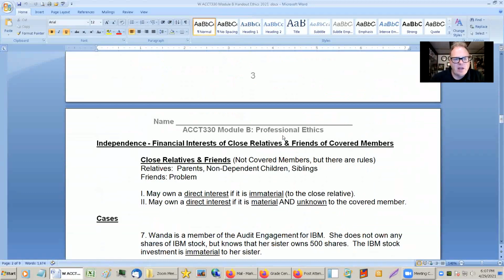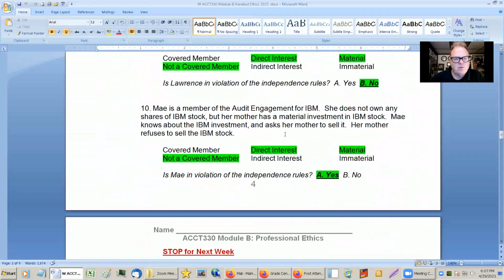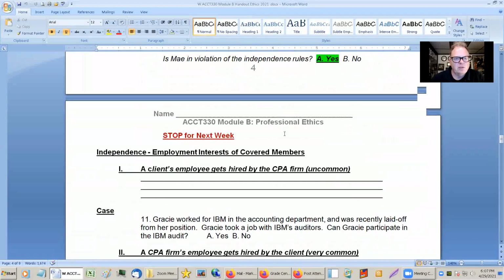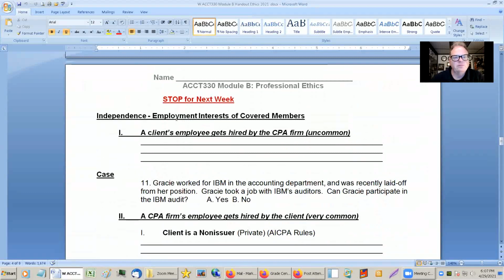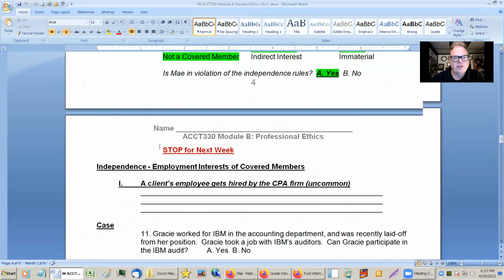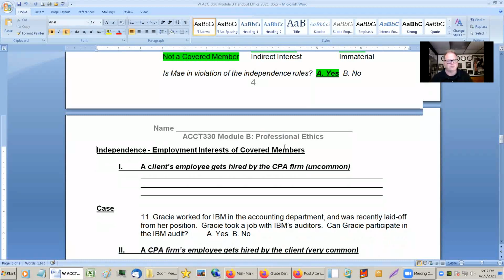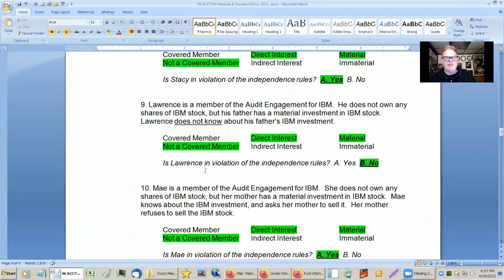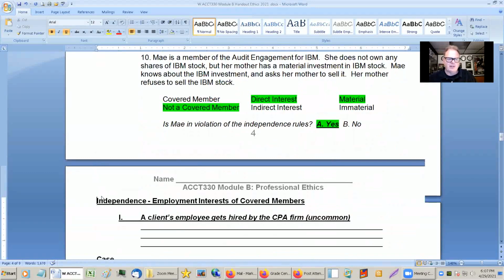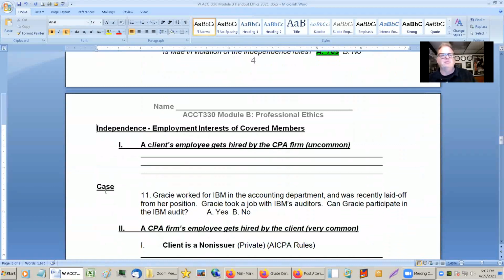Okay, so I think we got two. That's it here. So we got the page. I think we're on page 5. It might be a little bit different. I can't remember if I changed it, but where it says independence, employment interest of covered members.